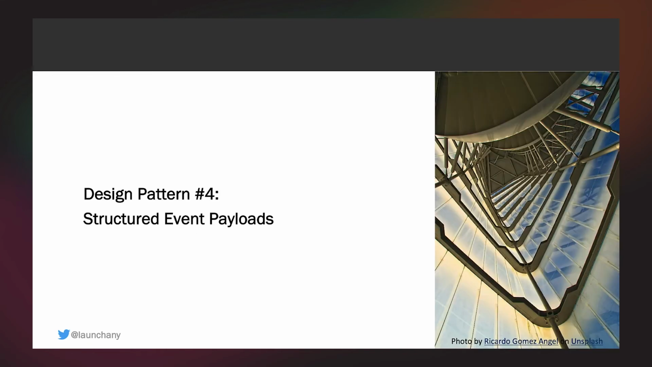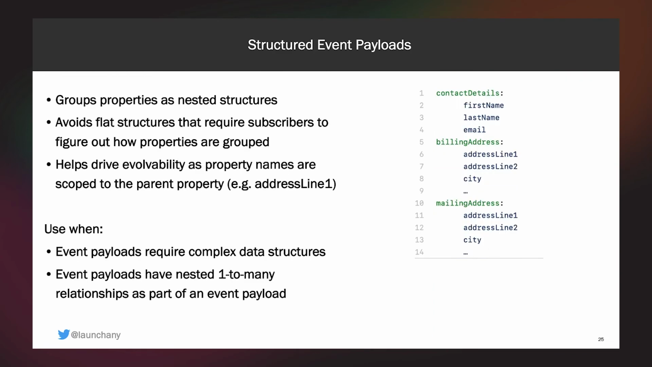Design pattern number 4, structured event payloads. One of the challenges with building event payloads is that we have a lot of information to convey. It oftentimes starts off as something pretty simple, an ID, a name, a summary, and then we add a few more fields and add a few more fields, and pretty soon the event payload is very flat and very hard to deal with. So using structured event payloads allows us to group properties together that are like detailed.